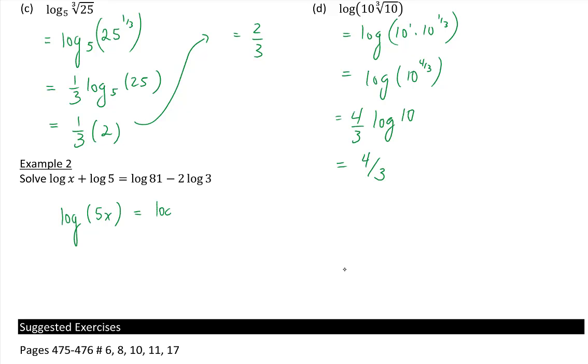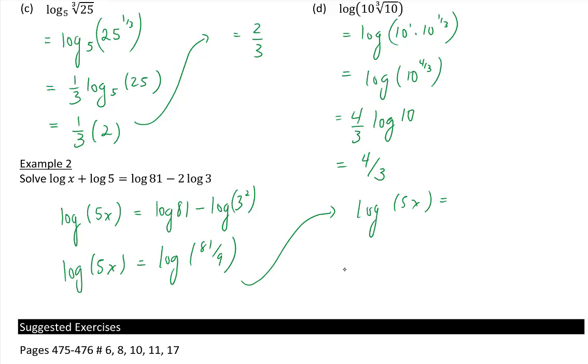On the right side, we have log 81. We can bring that 2 into the second logarithm, so we have log of 3 squared. So now we have log of 5x equals, and now we need to divide. We have log of 81 divided by 9. And we have log of 5x is equal to the log of 9. And for this equation to be true, we only need to determine when the insides are equal, since they're both log base 10. So we're left with 5x is equal to 9, and therefore x is equal to 9 over 5.